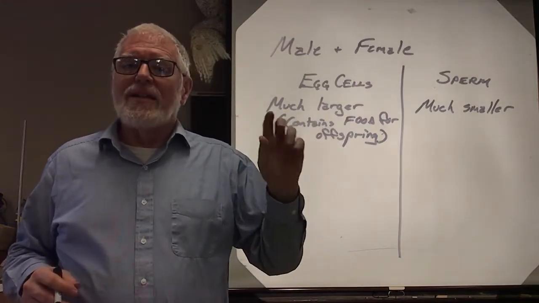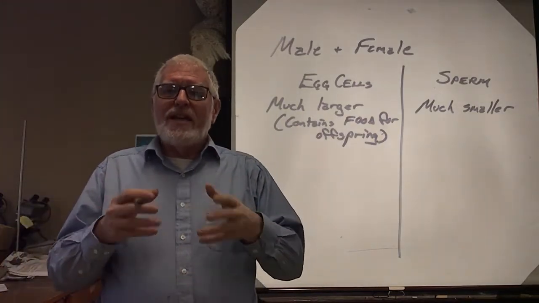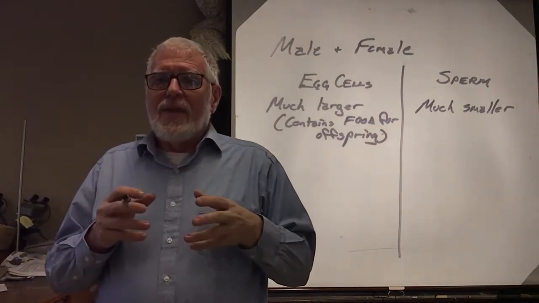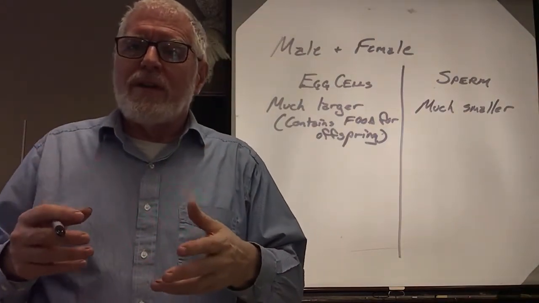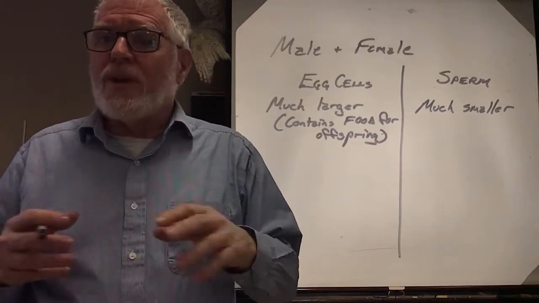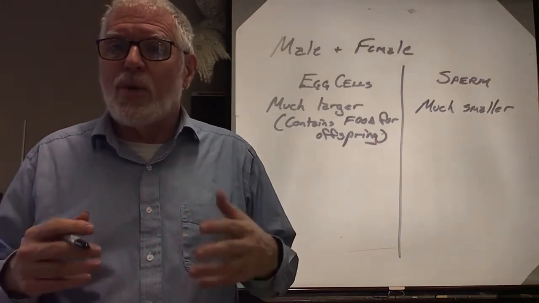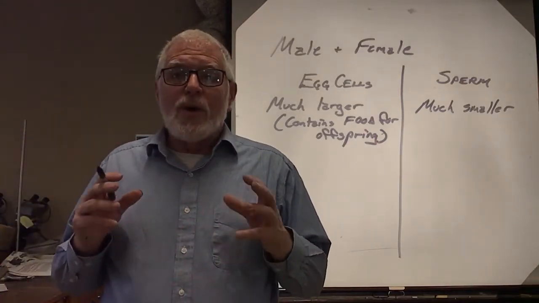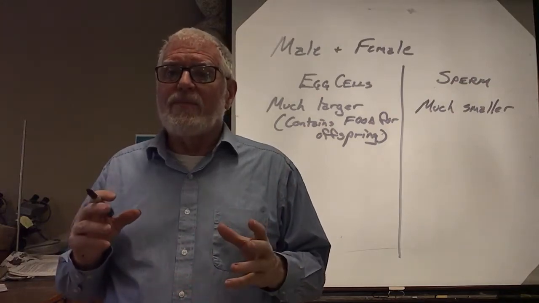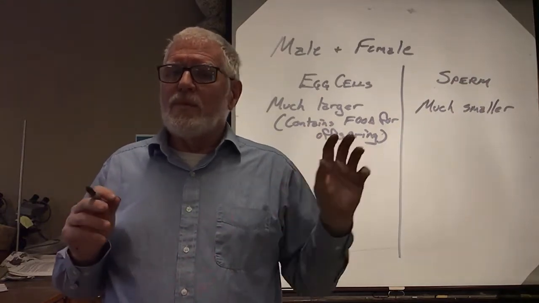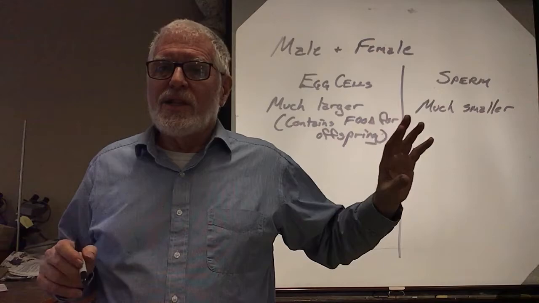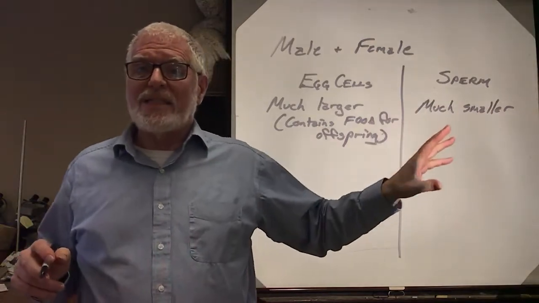But with an egg cell, you put food into the cell that's going to contribute to the offspring. Could be a little food, could be a lot of food. It depends on what the offspring's going to need in order to get by. That requires a large cell. Sperm don't do that. So they can be a lot smaller.